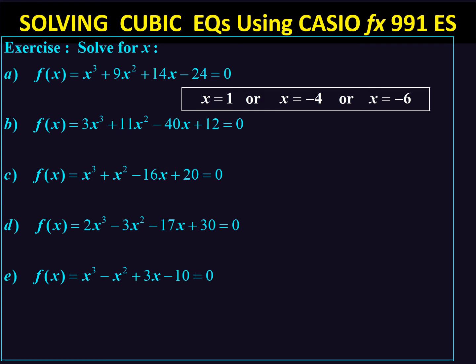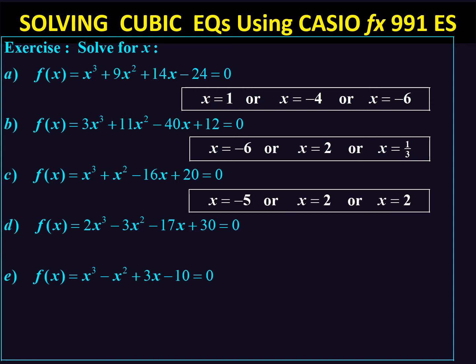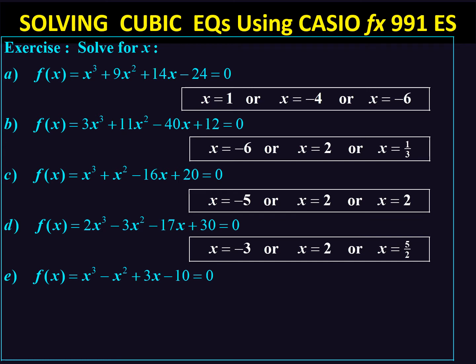That's correct. x equal to 1, x equal to negative 4, x equal to negative 6, x equal to 2, x equal to 1 over 3. We're not surprised, we have a coefficient of 3, so I expect thirds here. Here we have x equal to negative 5, x equal to 2, and in this one you notice there are two distinct roots, but one of the roots is duplicated. Here we have a 2, so we're not surprised to get halves, in this case 5 over 2.